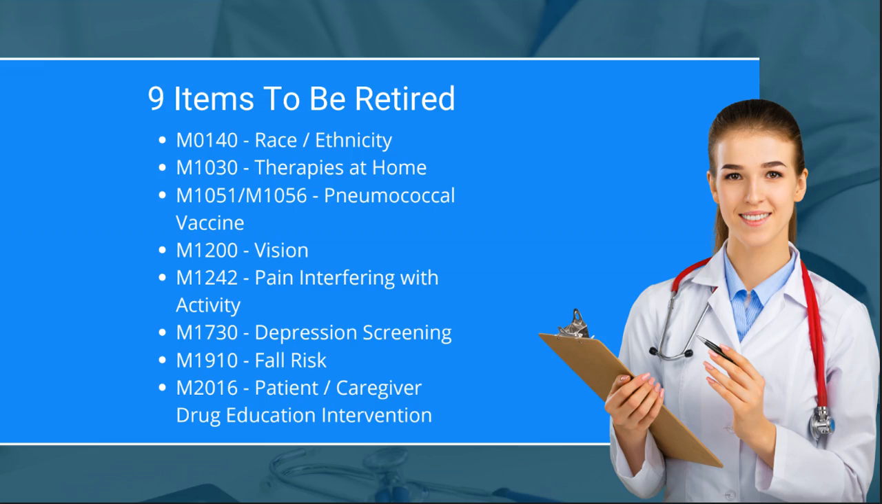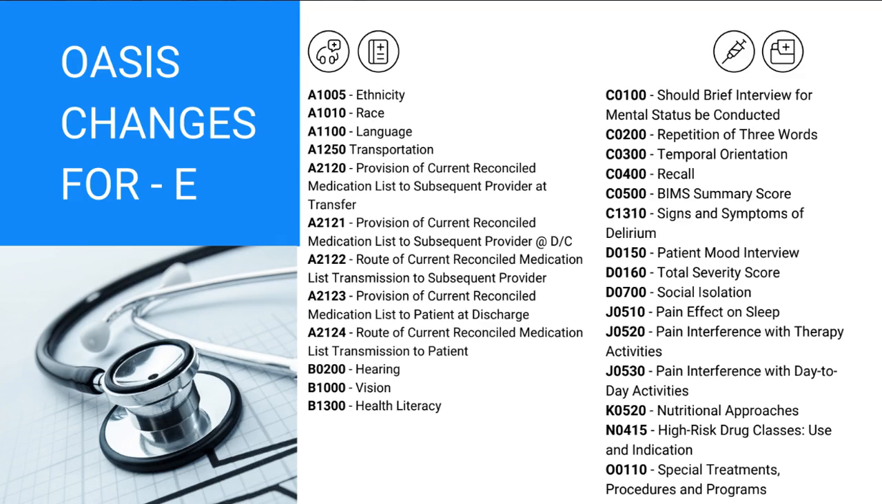M0140 race and ethnicity, M1030 therapies at home, M1051 and M1056 pneumococcal vaccine, M1200 vision, M1242 pain interfering with activity, M1730 depression screening, M1910 fall risk, M2016 patient and caregiver drug education intervention. More OASIS changes for E.